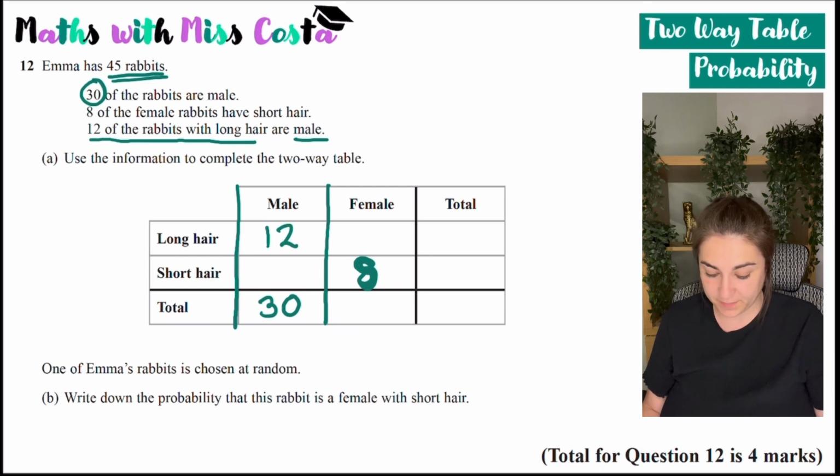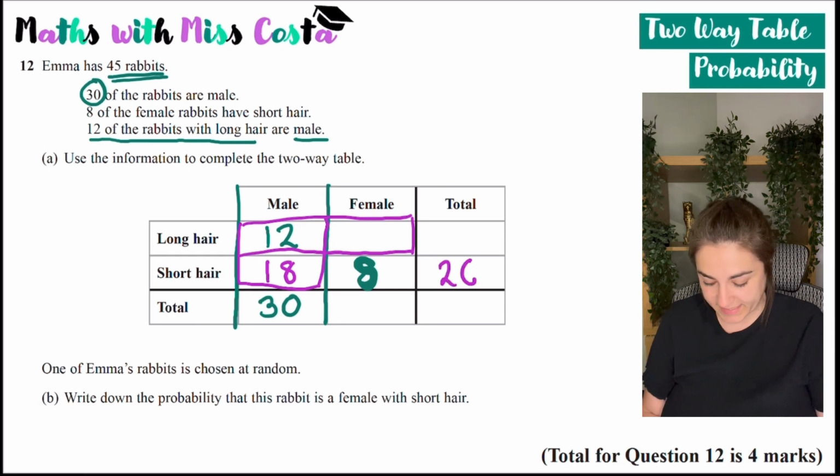Use the information to complete the two-way table. So with a two-way table, your 2 columns add up to the total, and your 2 rows as well add up to the total. So I know that 12 plus 18 gives me 30. And then I know that 18 plus 8 would give me 26, so I can fill that in. And I also know that in total she has 45 rabbits, so I can put that over here.